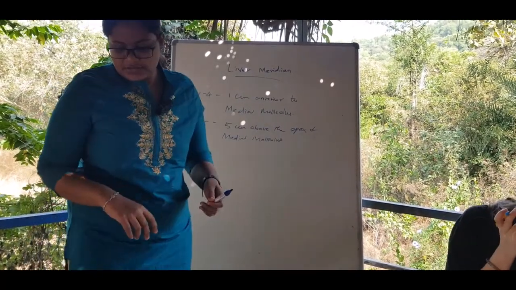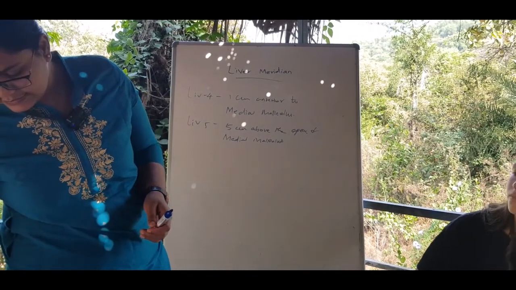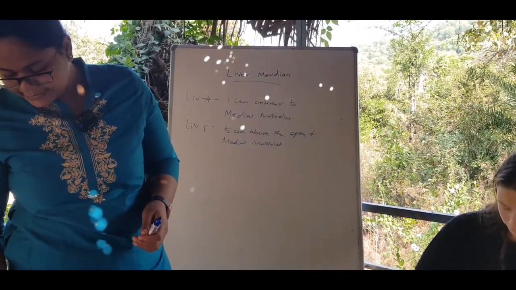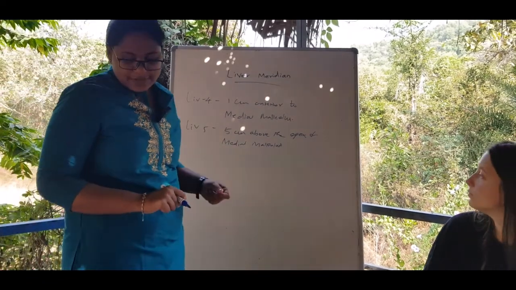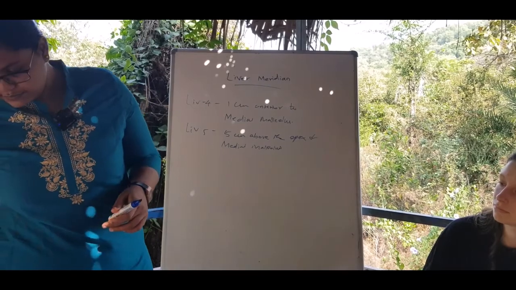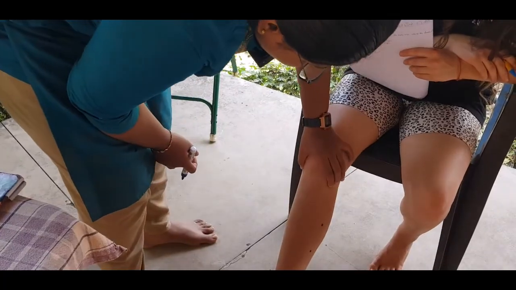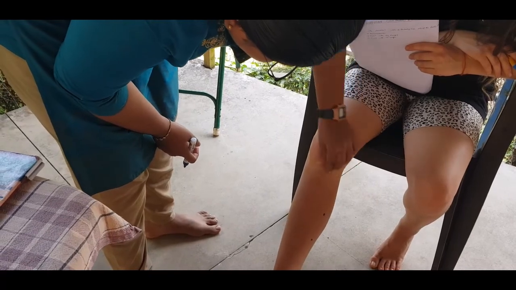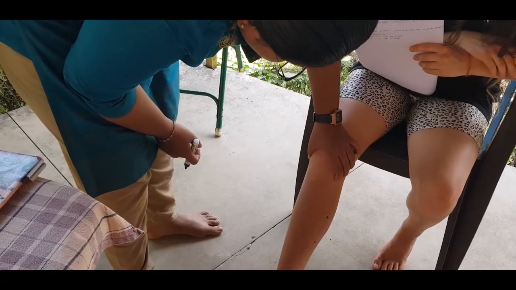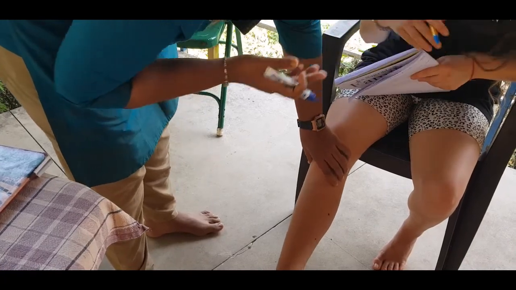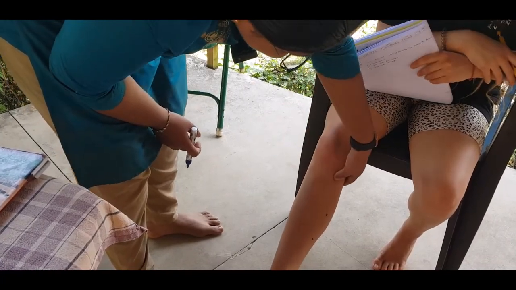Liver 7. Liver 7 is located in the posterior inferior aspect of the medial condyle of the tibia. I will make it in a simpler form. Tibia bone, and this is your tibial tuberosity. This is your tibia bone. This is the medial condyle of your tibia. Feeling pain? Yeah, because of my surgery. Okay. Sorry.